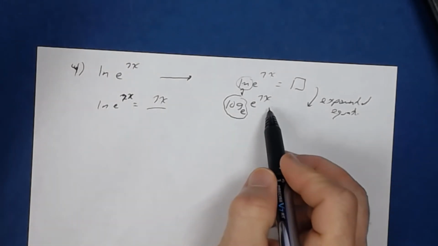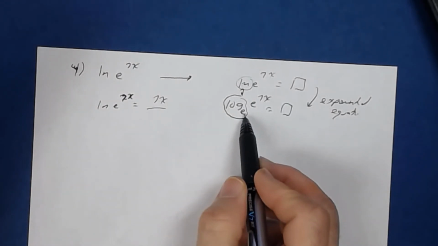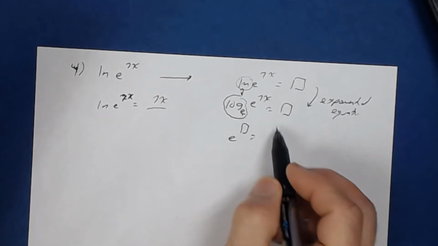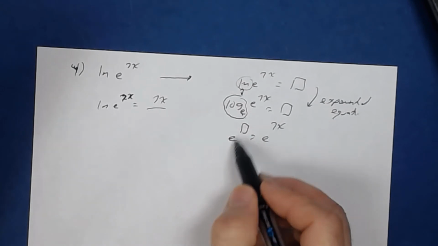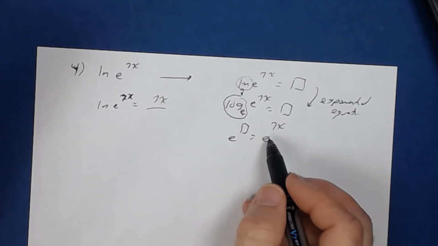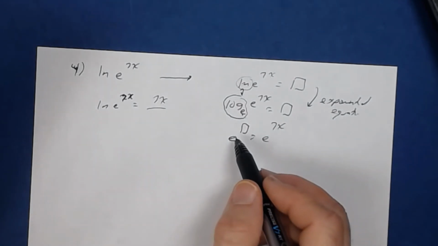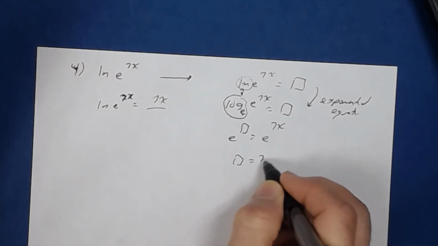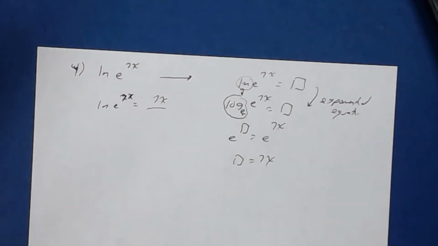Now, if I want to change this to an exponential, I would say the base, which is e, to the box, equals the argument, which is e to the 7x. So if I want those two sides to be equal, and this is e to the 7x, then this must also be e to what power? 7x. Okay, so the box must equal 7x. So that's how we got that.